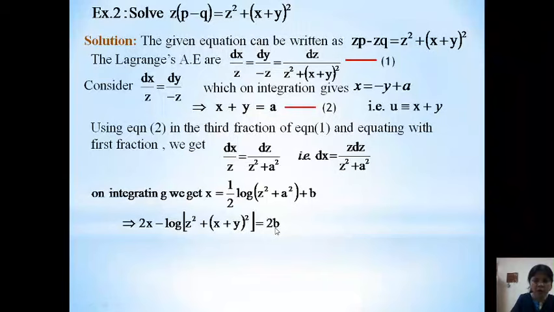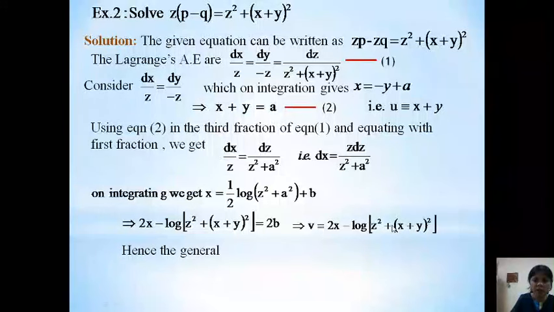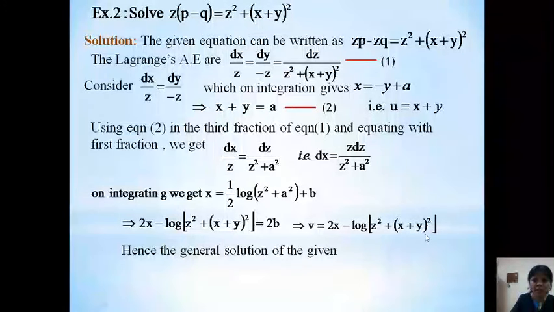So what is the solution? The solution is nothing but the expression leaving the constants, right? Arbitrary constants. So this is an arbitrary constant. Leaving this, the left hand side is our second solution. So we get v as 2x minus log of z square plus x plus y whole square. So in this way we obtain both the solutions.